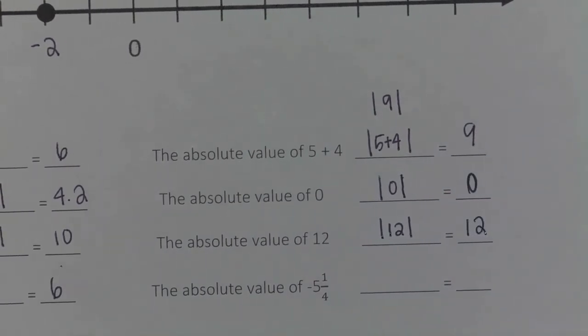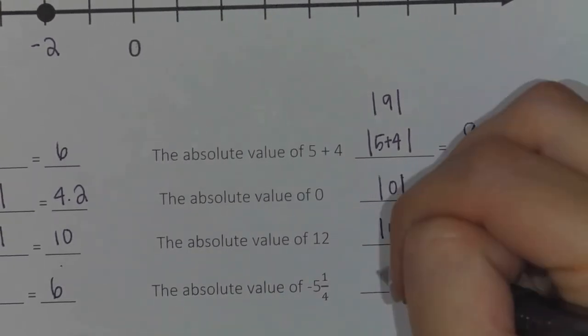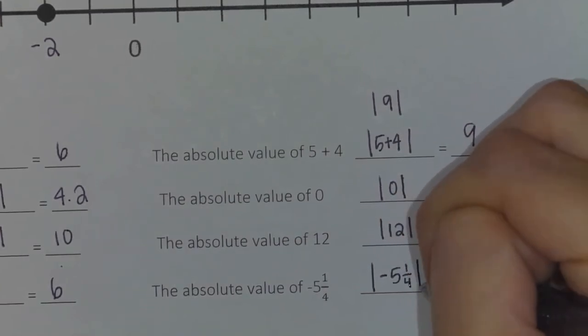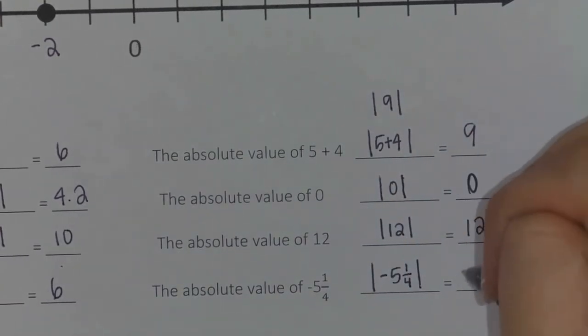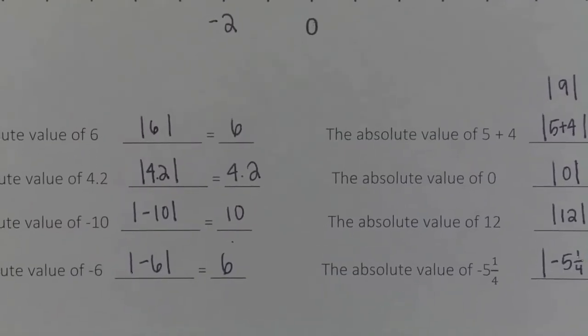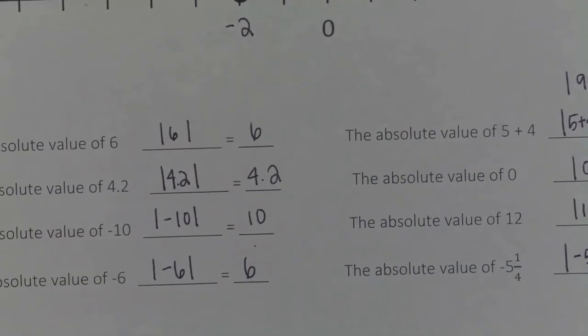And last but not least, the absolute value of -5 1/4 would be written like this. And -5 1/4 is 5 1/4 spaces away from 0. So again, it doesn't matter what number you're starting out with. You're just making sure that that answer is going to be positive.